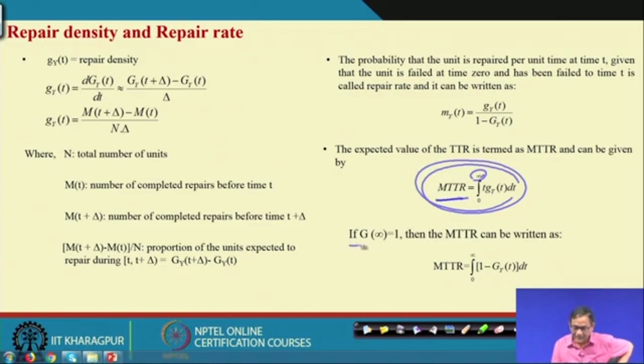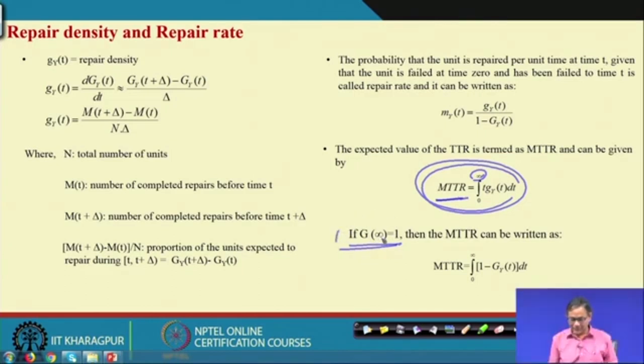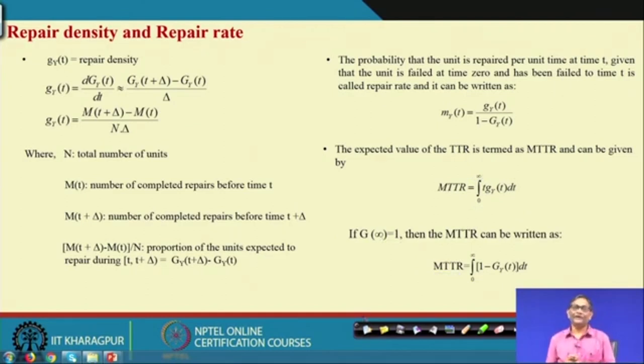Now, when this time is infinite, suppose I give a failed component an extremely large amount of time, what is the probability that it will be repaired? It will be repaired with probability one. So when t equals infinity, your mean time to repair will be given by this formula, the integral of 1 minus G(y,t) dt. Fine. So, I hope that you got the idea of the repair process.